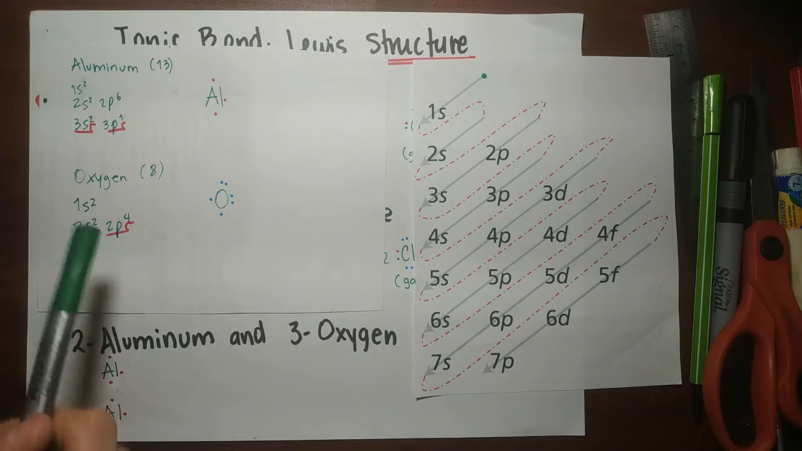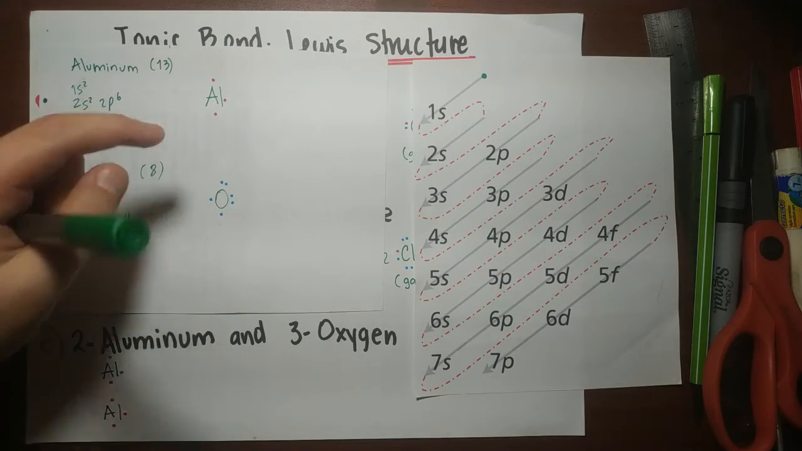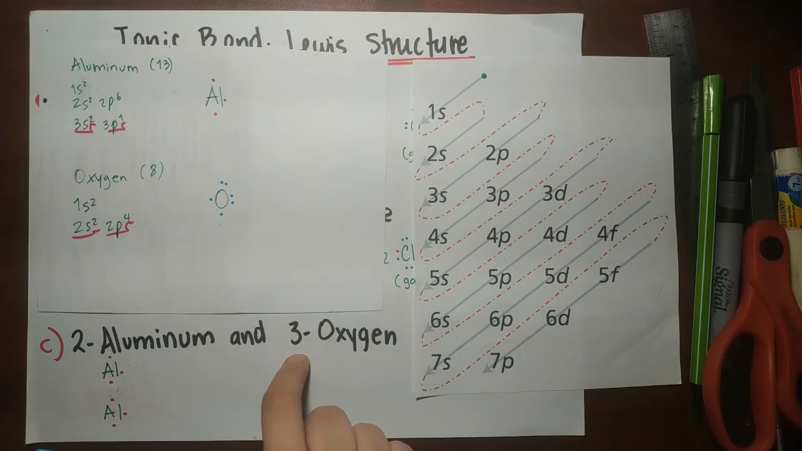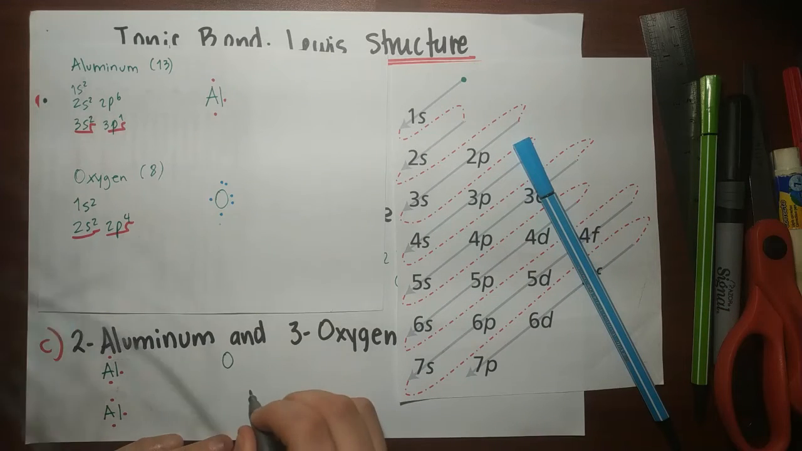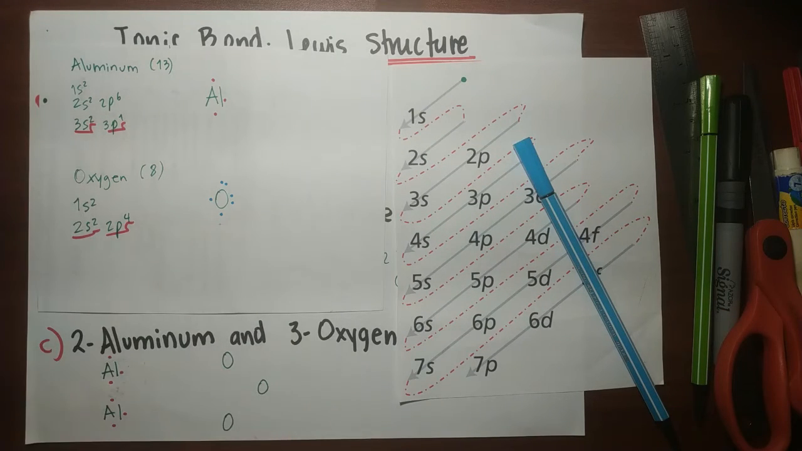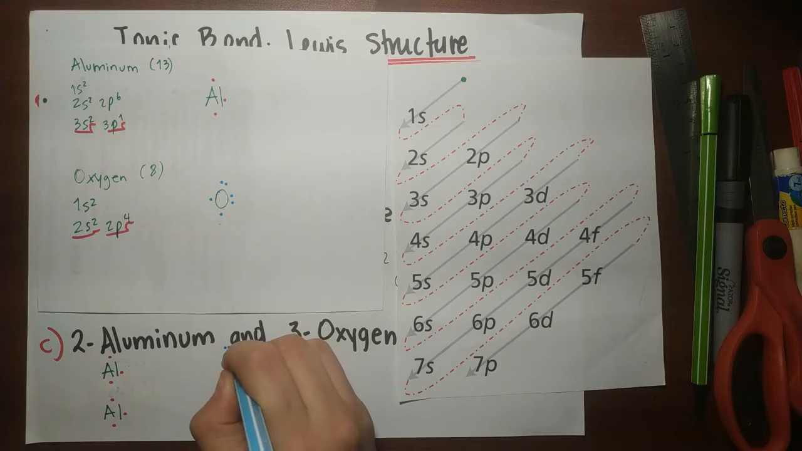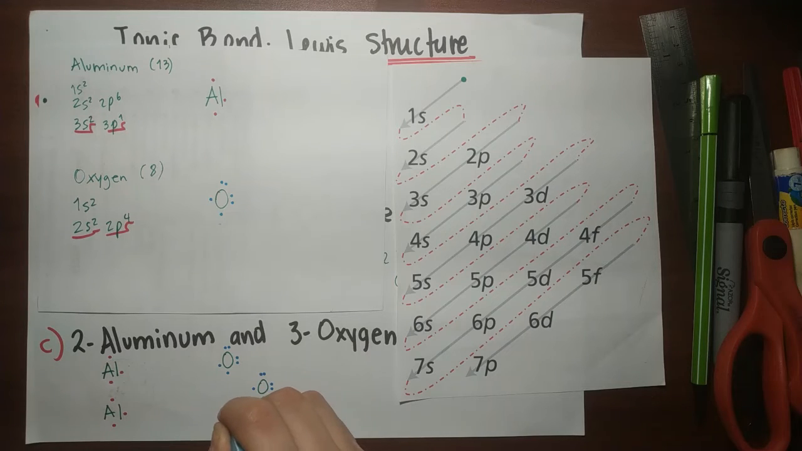And we're going to write it 3 times because we have 3 oxygens. So I have oxygen here, oxygen there, and oxygen here. I'm doing this like this because of the space that I have. So I have 1, 2, 3, 4, 5, 6. 1, 2, 3, 4, 5, 6. 1, 2, 3, 4, 5, 6.